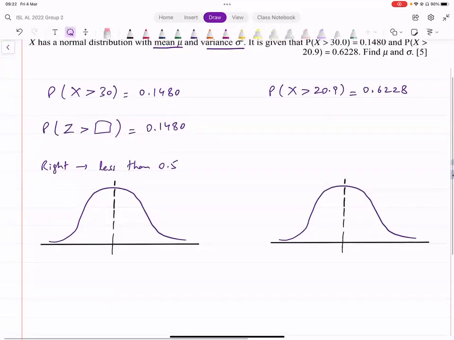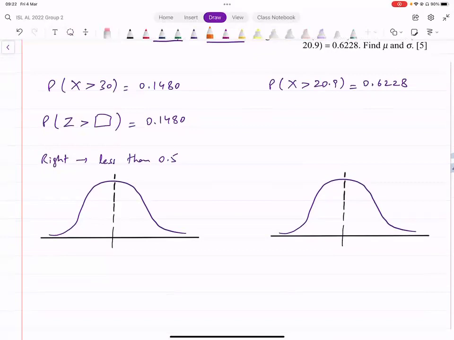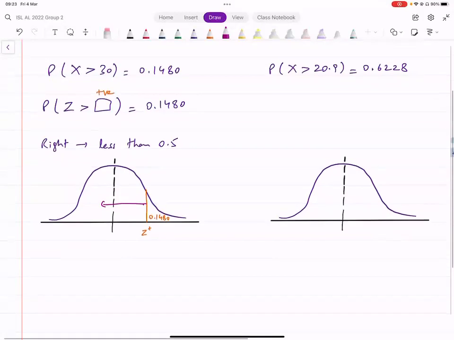Okay. So right side पे area कम है. इसका मतलब ये हुआ कि Z जो है वो इधर आना चाहिए. Then the area on the right side will be less. So this is positive. Z की value positive है. अब right side पे कितना area है? This is 0.1480. So what about the area on the left? Left पे कितना होगा? 1 में से minus कर दें. Can somebody tell me what this value is? 1 minus 0.1480? 0.852.